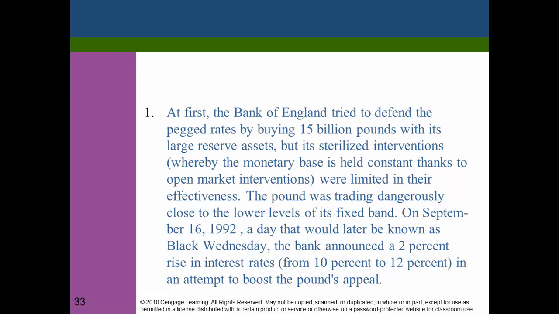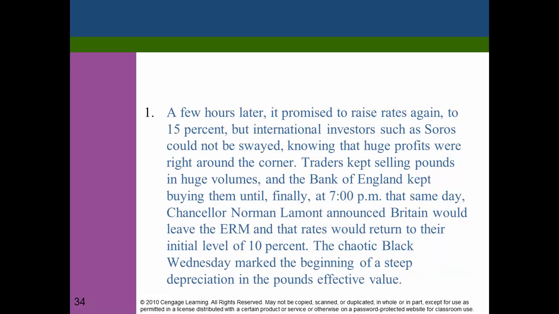So the pound was trading dangerously close to the lower levels of the fixed band on September 16, 1992, a day that would later be known as Black Wednesday. The bank announced a 2% rise in interest rates in an attempt to boost the pound's appeal. So what we are saying is that the UK government realized that buying the British pound is not going to keep the value up. So the next strategy available for the government is to raise the interest rates. So they jacked it up by 2%, which is quite unimaginable. Not many people will do something like this.